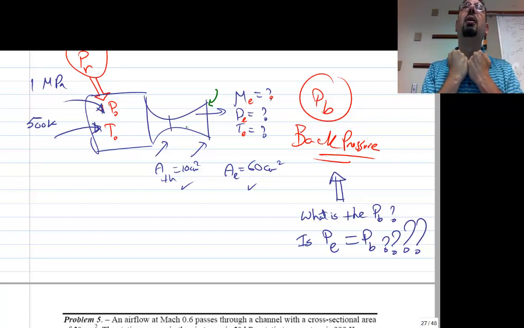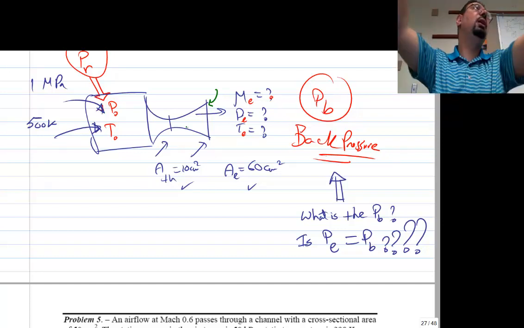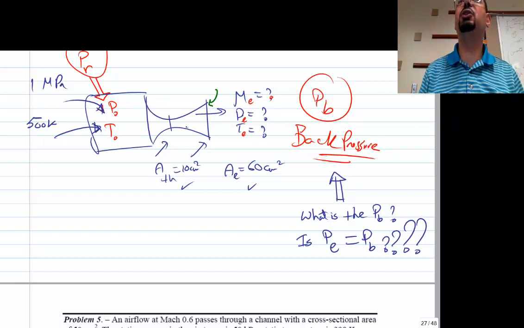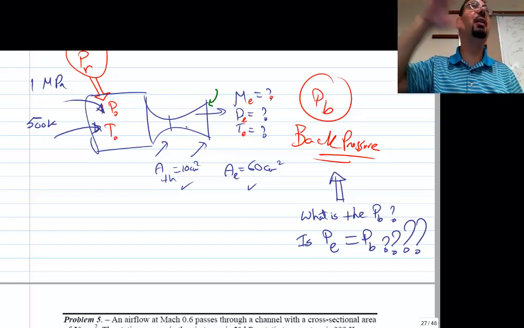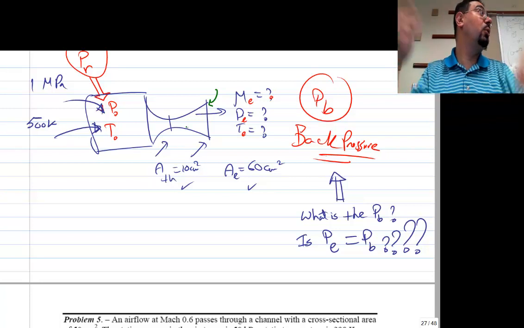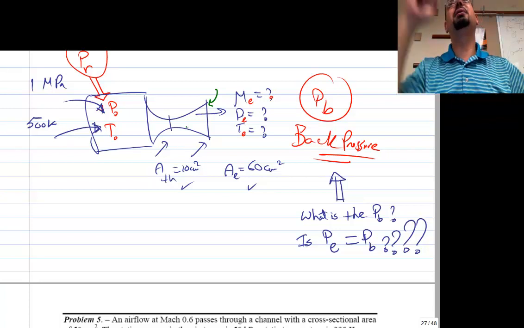But over here, the flow can actually leave without signaling, without knowing what's going on outside. It just leaves and says, oh, look at that, the pressure is really high. And it will start having those shock waves, but that's only if it's supersonic. Excellent.